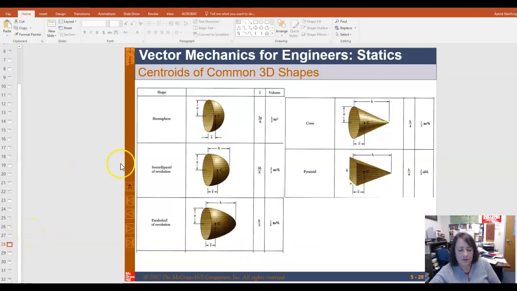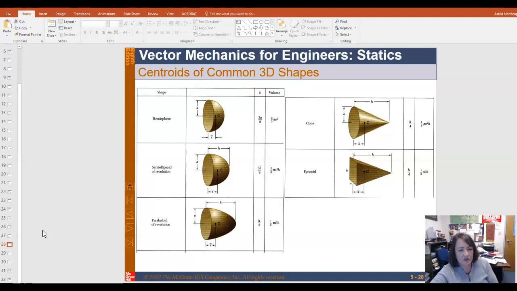There are some common three-dimensional shapes and the location of the centroid of those shapes. And once again, I want to stress we're talking about centroids because this eliminates the idea of density distribution or weight distribution from the conversation. So we're talking about the geometric distribution.